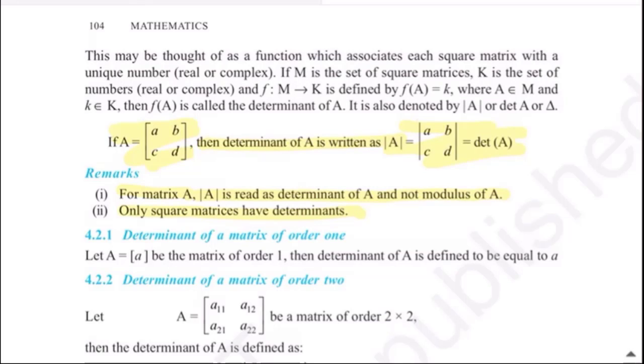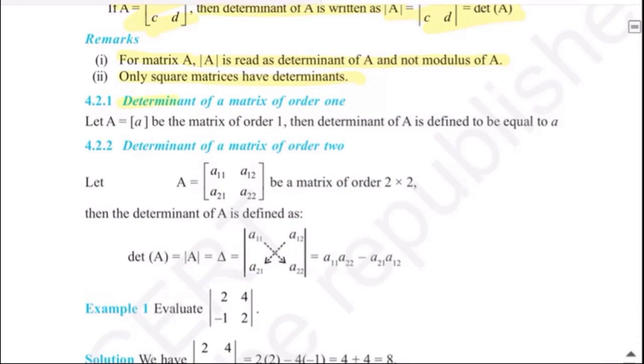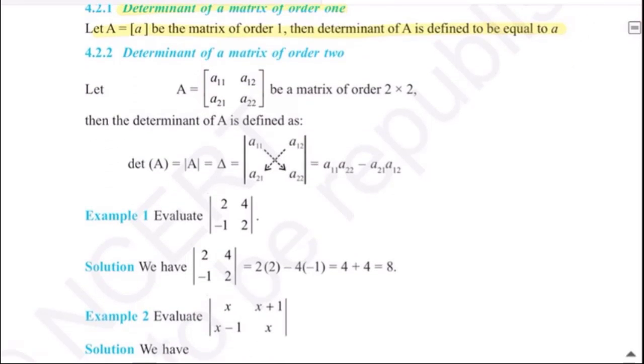So how to find the determinant of a matrix? Let's see. If a matrix is of order 1, then the determinant of the matrix is equal to the element of that matrix. So it is very simple. Now if the matrix is of order 2, then the determinant of A is equal to A11 multiplied by A22 minus A21 multiplied by A12. So this gives the determinant of the matrix.